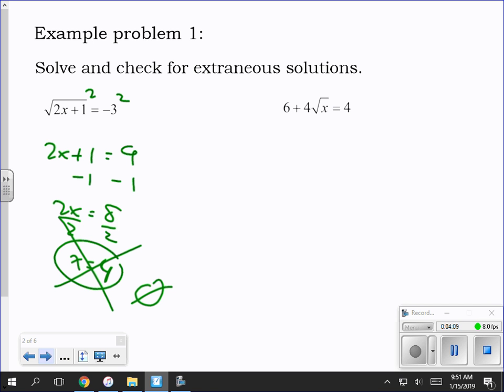Now, if you understand what's going on, you can look at the original problem and say, ain't nothing going to work. Why isn't it going to work? Because I have the square root equal to a negative 3.